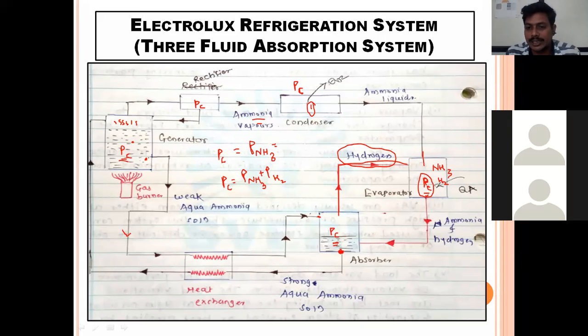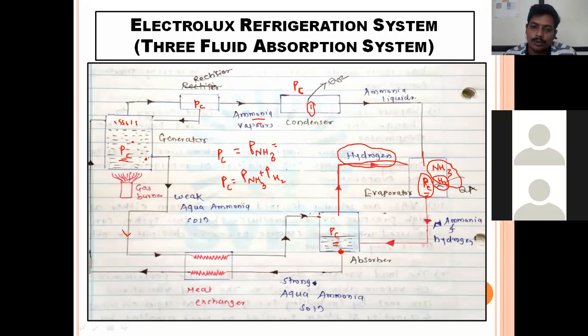Though the total pressure is the same, we have reduced the pressure of the refrigerant. Because we reduced the partial pressure of ammonia, the ammonia liquid easily converts into ammonia vapor. That's why that hydrogen will be called a catalyst.